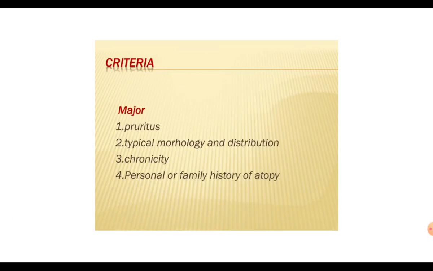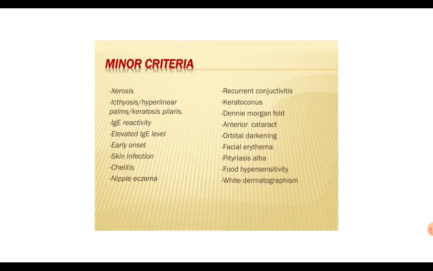Now these are the criteria which you have remembered by name: Hanifin and Rajka's criteria. There are 4 major and 23 minor criteria. Criteria I have already explained by mnemonic. Minor criteria are these ones. Few important ones I have explained in detail.